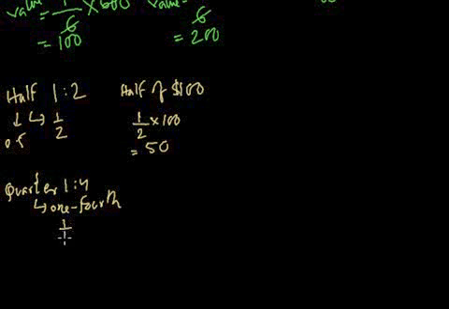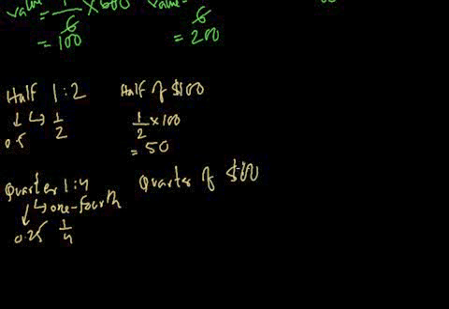That means 1/4 in decimal can be considered as 0.25. So all you have to do if you want to find a quarter, so a quarter of $100, is 1/4 times 100, which is going to be $25. 1/4 of $100 is $25. So that's how the sums are done.